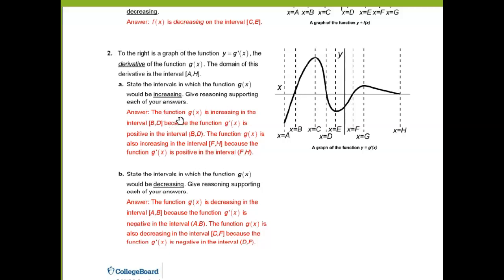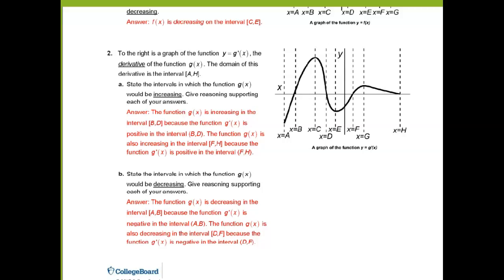Something along the lines of the function g of x, and you want to say what function it is. So you can't just say the function, because sometimes you're going to have problems that'll have an f, a g, and an h. So saying the function isn't sufficient. You have to give the function's name. So in this case, the function is g of x.